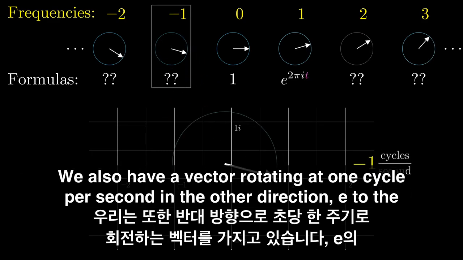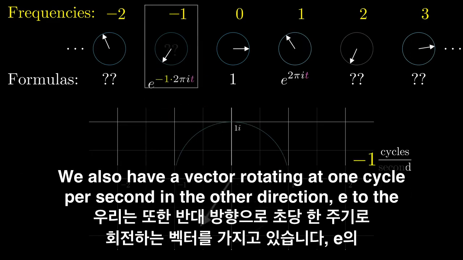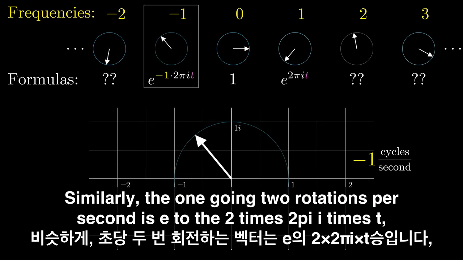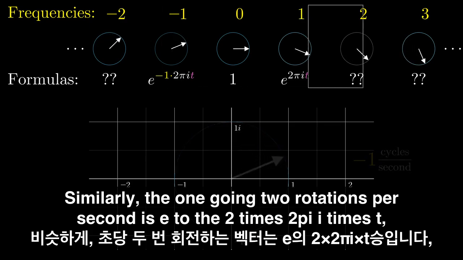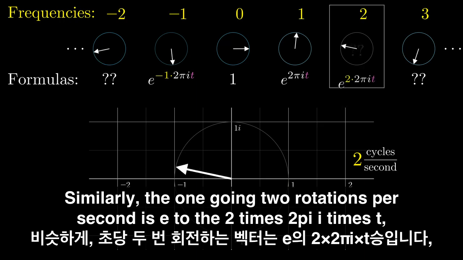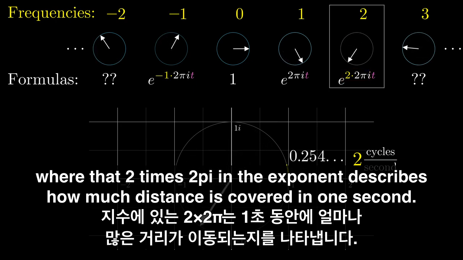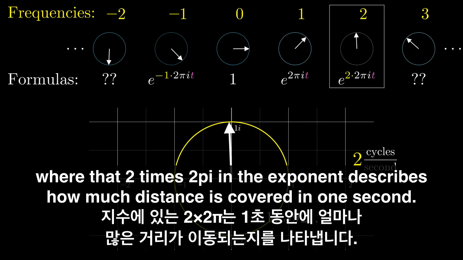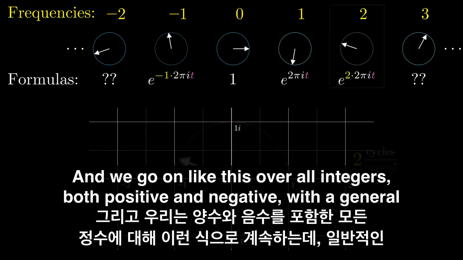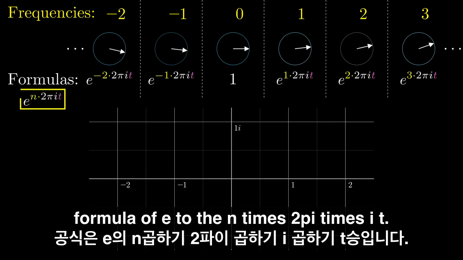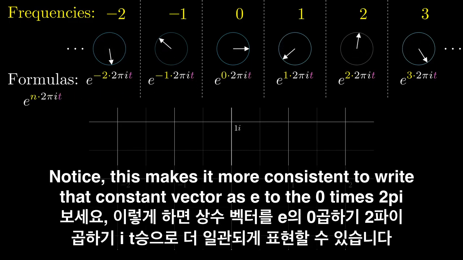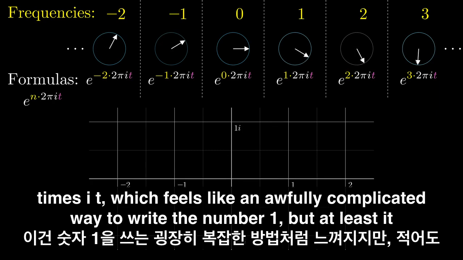We also have a vector rotating at 1 cycle per second in the other direction, e to the -2 pi i times t. Similarly, the one going 2 rotations per second is e to the 2 times 2 pi i times t, where that 2 times 2 pi in the exponent describes how much distance is covered in 1 second. And we go on like this over all integers, both positive and negative, with a general formula of e to the n times 2 pi times it. Notice, this makes it more consistent to write that constant vector as e to the 0 times 2 pi times it, which feels like an awfully complicated way to write the number 1, but at least it fits the pattern.